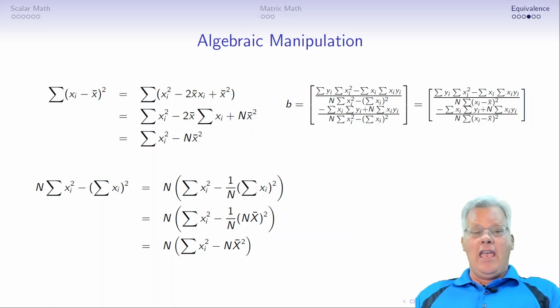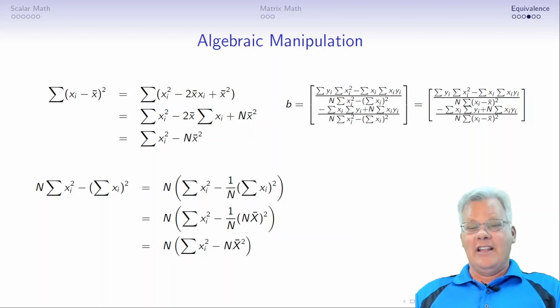Now, on the second line of this current expression, I know that the sum of the x sub i's is equal to n times x bar for the same reason that I stated just moments ago.